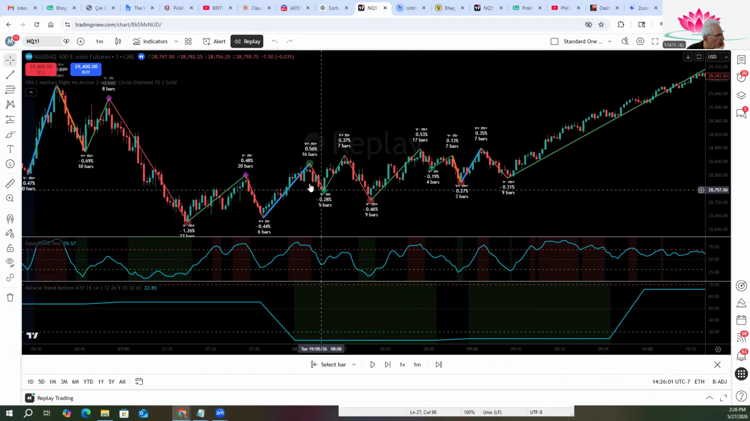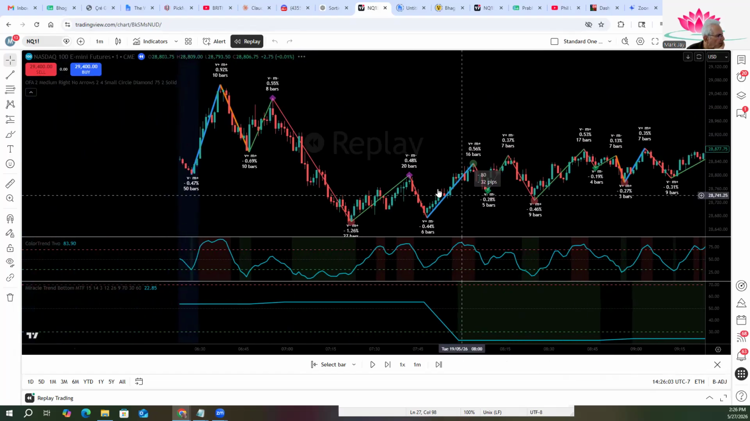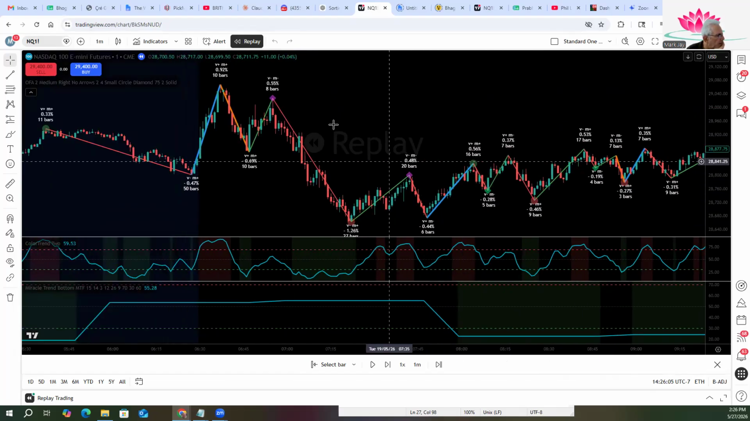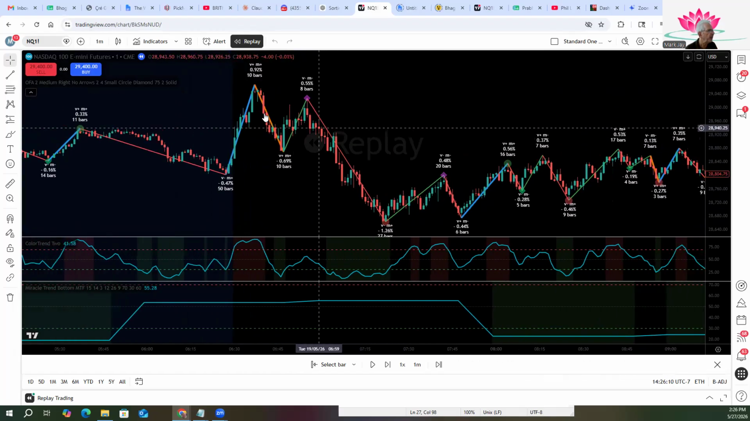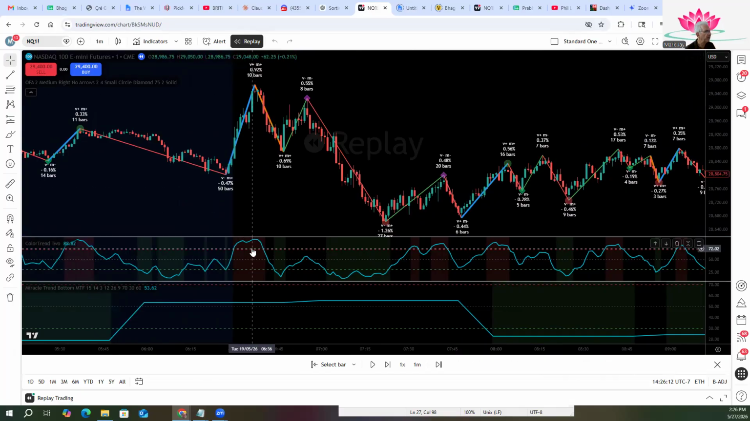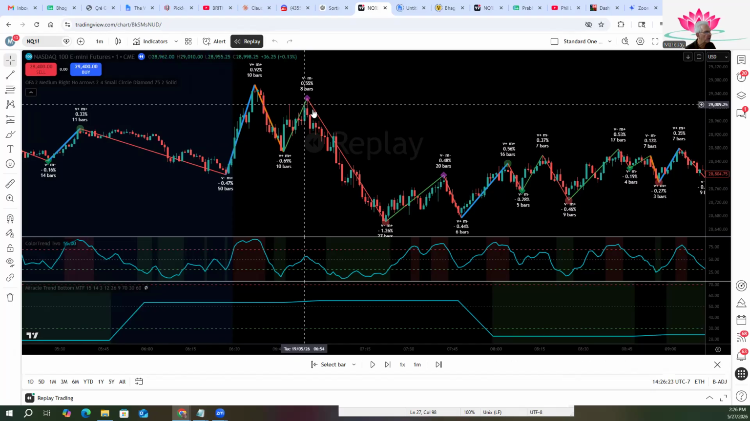Here's another one. Here's another one. Here's another one. Another one. Another one. So lots of opportunities. And then you don't have to worry. Here's a red background color. And here's a turn in the market, but we didn't get the signal. Don't worry about it. Another market change. Don't worry about it. Right here, don't worry about it.